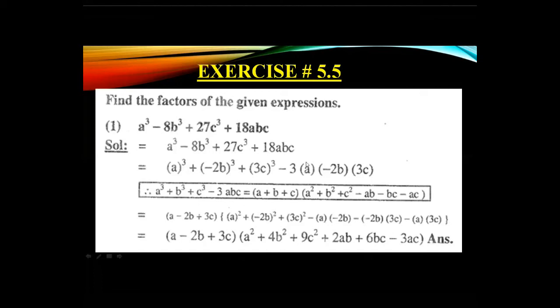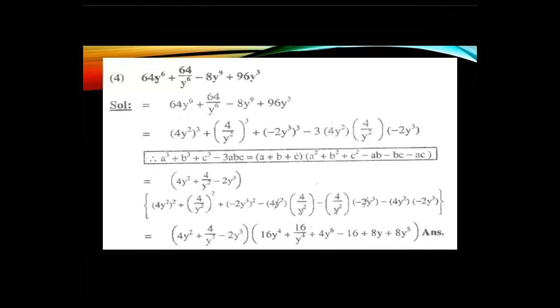Now this is the answer of this question. Now move towards the next question, and that is 64y^6 plus 64 upon y^6 minus 8y^9 plus 96y^3. Again, what we will do, we will take the cube outside, a cube plus b cube plus c cube minus 3abc.